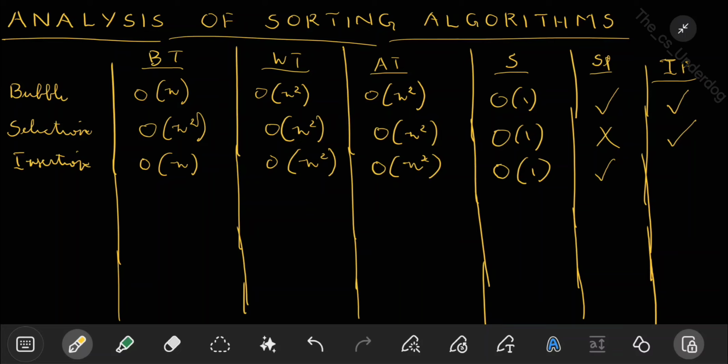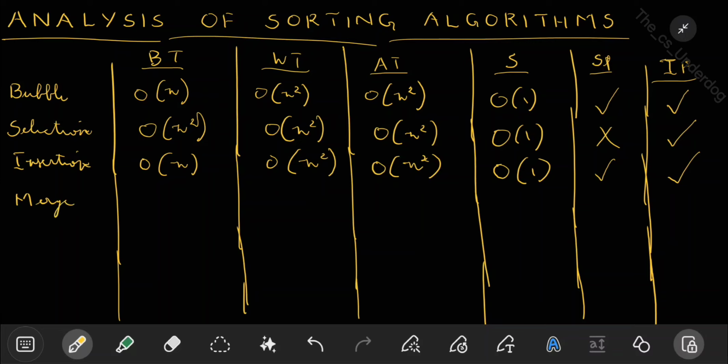Next thing is, is it in place or not? Yes, it is in place because it is not using any extra space. Whatever sorting is being done is done inside the same array only. Next thing is merge sort. What about merge sort?